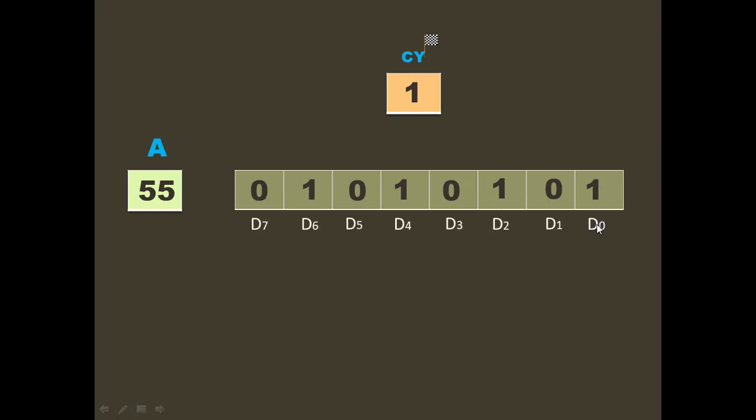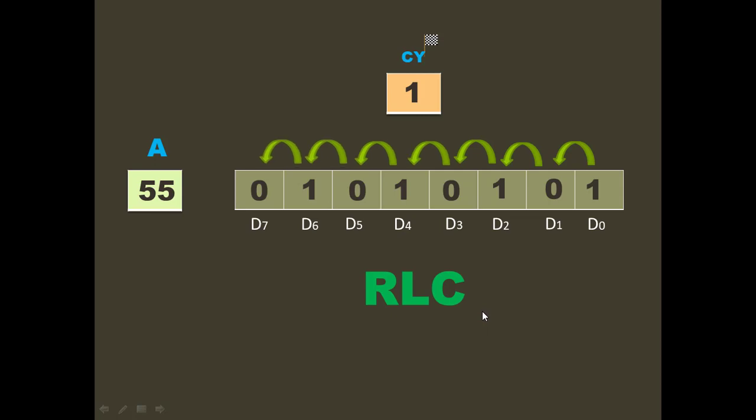We denote the bits. The rightmost is D0, then D1, D2, D3 up to D7. The leftmost bit, the most significant, is the D7 bit. Then let us see what happens with the RLC instruction. Suppose if we give the RLC instruction in this particular state, what will happen is that D0 will shift to D1, D1 will shift to D2, D2 will shift to D3, D3 to D4, D4 to D5, D5 to D6, D6 to D7. Now this we must understand properly.